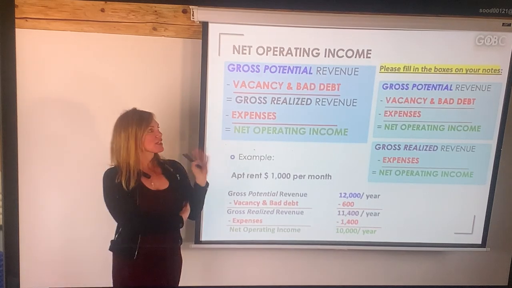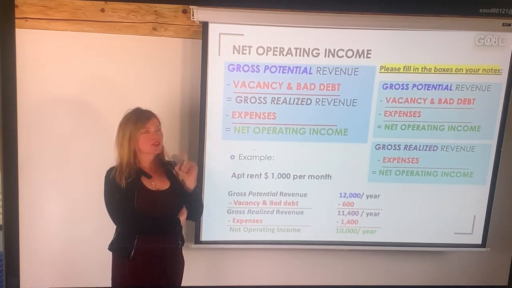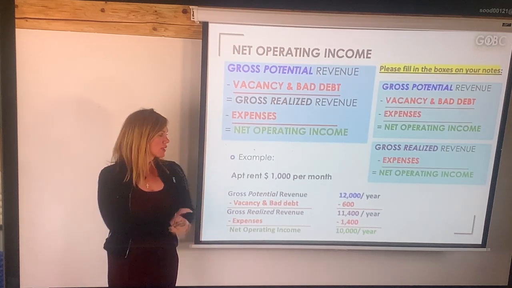So the point of the slides is to make sure that they don't trick you. So if it's gross realized, you minus only one thing. If it's a gross potential, you minus two things, to get to the NOI.